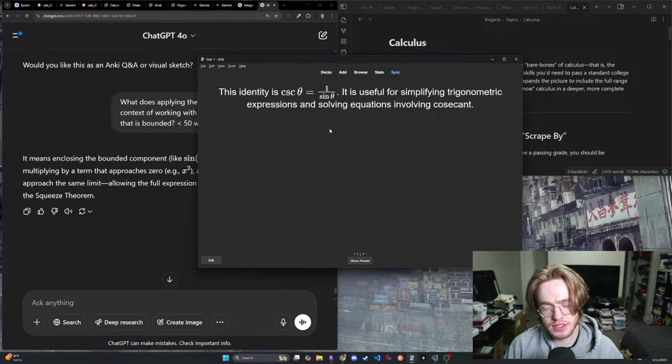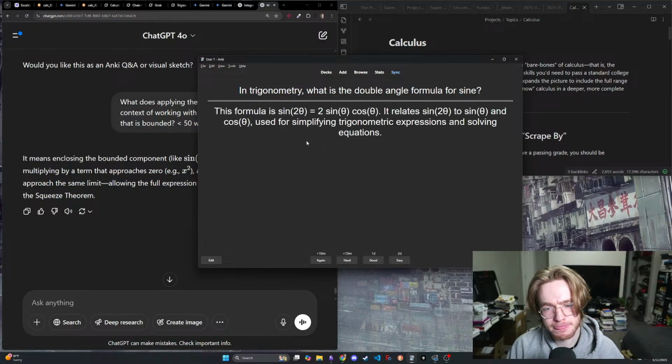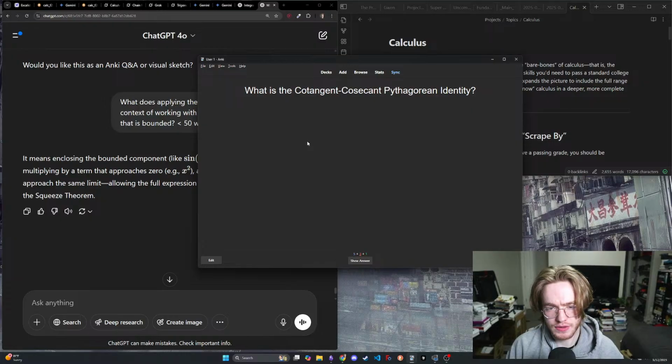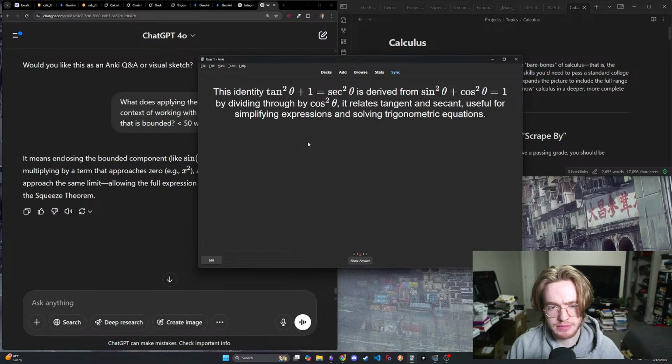Okay, this is the reciprocal identity for cosecant. The double angle formula for sine involves no exponents: sine 2 theta equals 2 times cosine times sine. Nice. The cotangent cosecant Pythagorean identity is 1 plus cotangent squared theta equals cosecant squared theta. Perfect. This is the tangent secant Pythagorean identity: tan squared theta plus 1 equals secant squared theta.